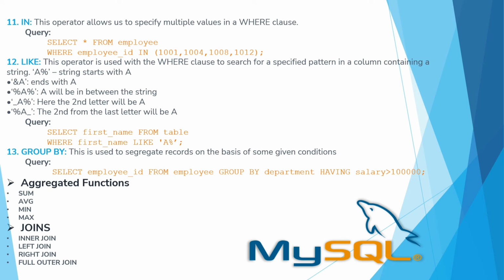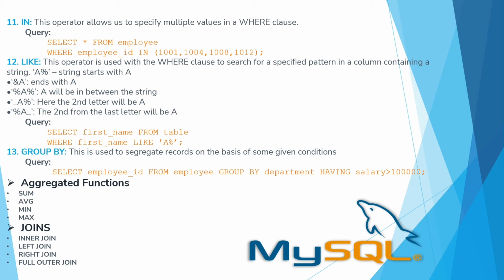Next, the LIKE command. This operator is used with the where clause to search for a specific pattern in a column containing a string. A followed by percentage symbol is used for searching a pattern or string that starts with A. Percentage symbol followed by A is used for searching a pattern that ends with A. Percentage A percentage is used for searching for a string having A in between the string.